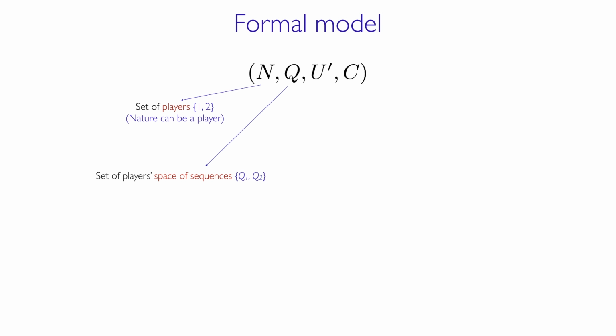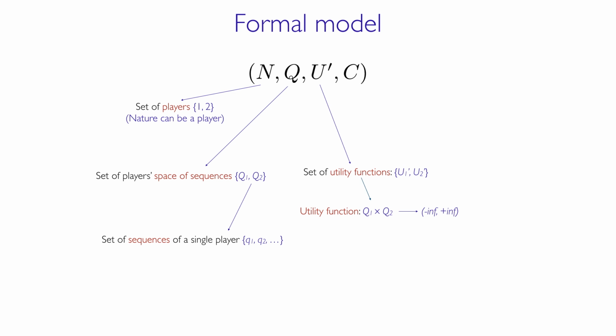Q is a set of sequence spaces for the players, Ui is the set of sequences of player i. U prime is the set of utility functions, where the utility function is a function mapping each combination of sequences to a real number. For all the combinations of sequences not leading to an outcome, we assign the value of 0. Finally, C is the set of constraints over the realization plans.